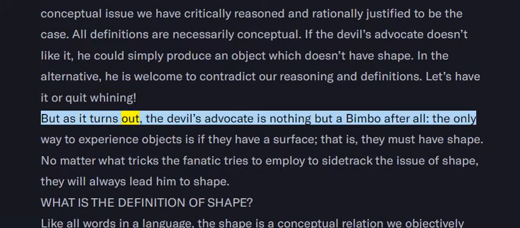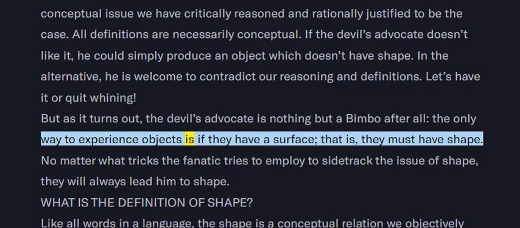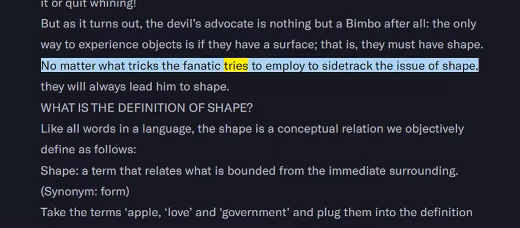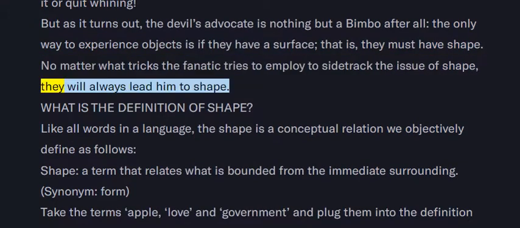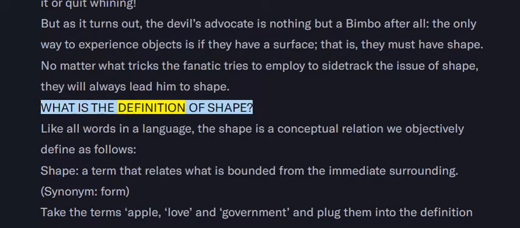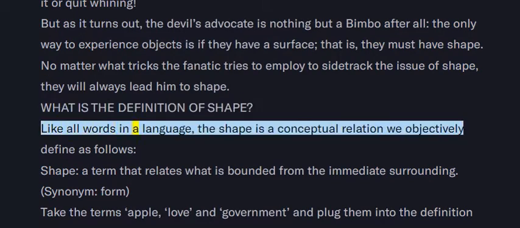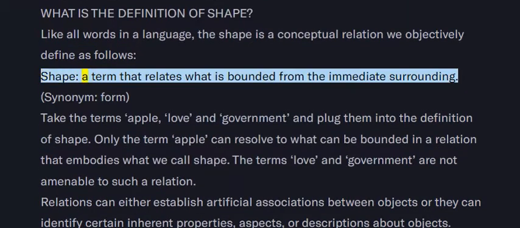But as it turns out, the devil's advocate is nothing but a bimbo after all. The only way to experience objects is if they have a surface, that is, they must have shape. No matter what tricks the fanatic tries to employ to sidetrack the issue of shape, they will always lead him to shape. What is the definition of shape? Like all words in a language, the shape is a conceptual relation we objectively define as follows. Shape, a term that relates what is bounded from the immediate surrounding.